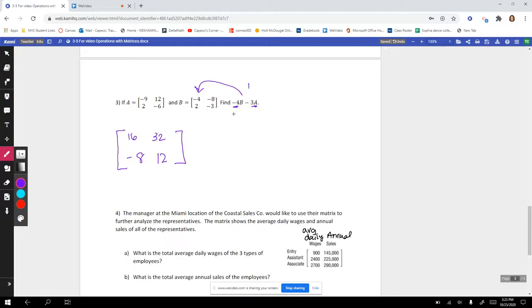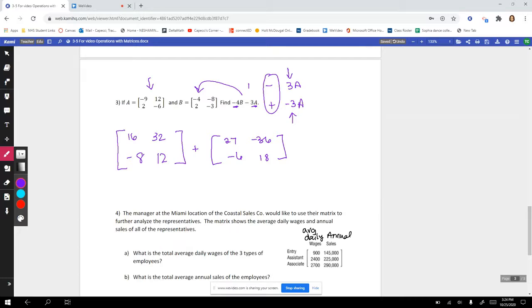Now, you could do it a number of different ways. I could say it's minus 3 times A, or I could say it's plus -3A, making my scalar either positive 3 or -3, and then using the correct symbol there. It doesn't matter. I think it's always easier to use addition. So I'm going to multiply A by -3. So -9 times -3 gives me positive 27. 12 times -3 gives me -36. 2 times -3 gives me -6. And -6 times -3 gives me positive 18.